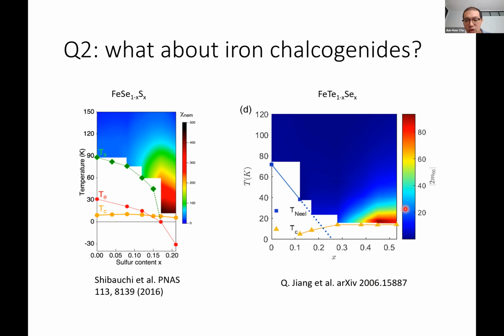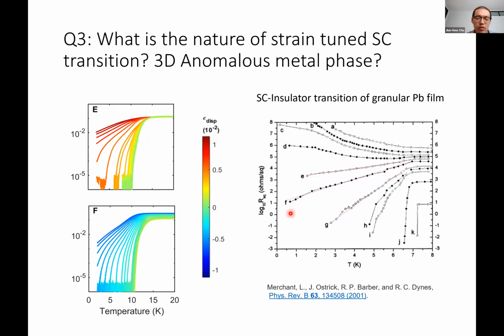So we have some preliminary measurements, and the effect is definitely not as strong as in the pnictides, but as we see in the pnictides, a very careful doping dependence is needed to actually get the whole picture. So the third outlook is: what is the nature of this strain-tuned superconducting transition? I think this is quite an exciting direction because in the past we only had one way to continuously turn off the superconductivity for bulk material, which is using magnetic field.